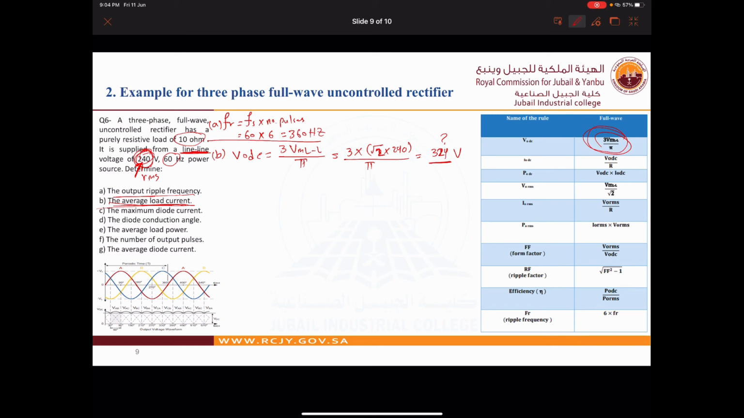Now, this is for the voltage. Now, we need to find the current, of course, because he asked about the current, I out DC. It should be V out DC divided by R. So it's 324 divided by 10, which is 32.4 ampere. So this is the answer.